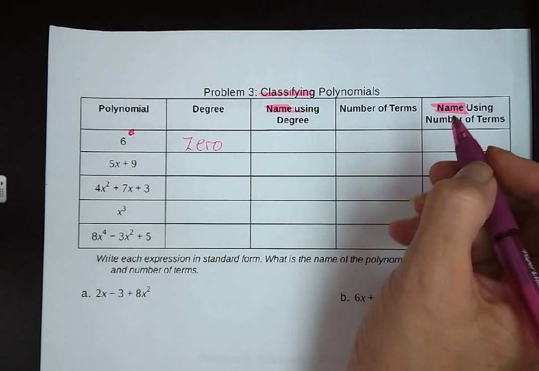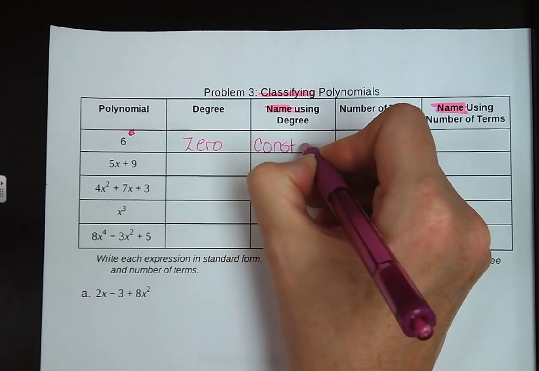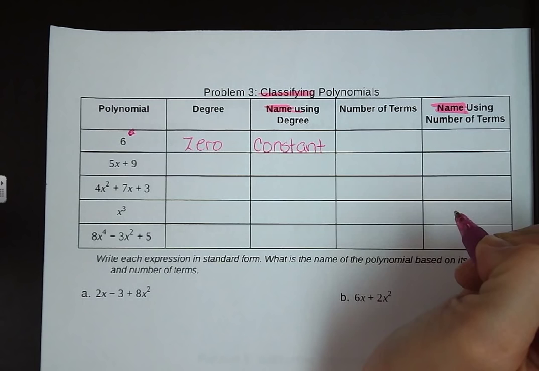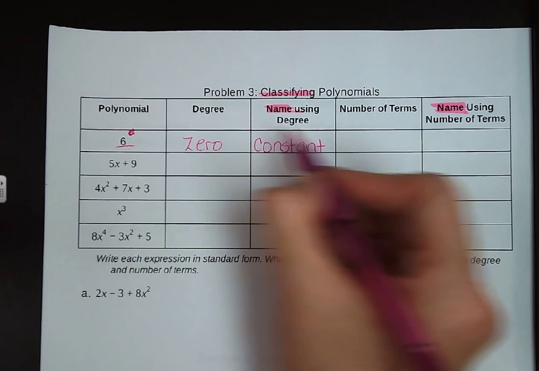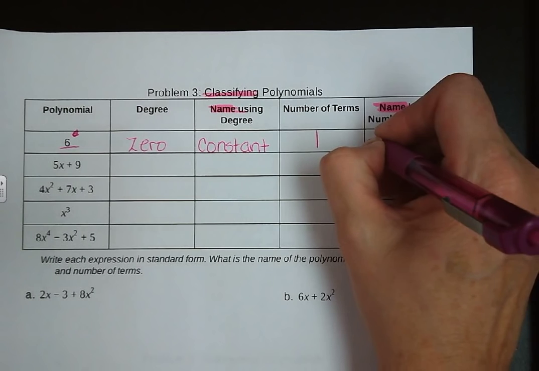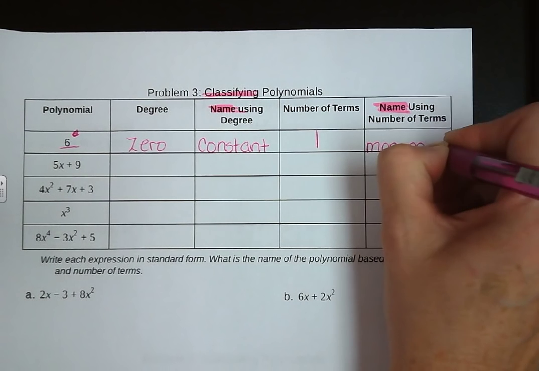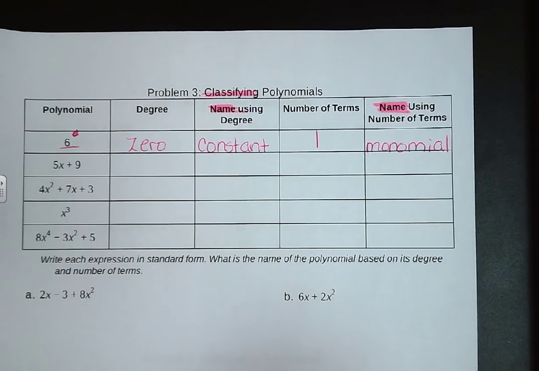And what we call that is a constant. It is just 6. It is constantly there. And there is only one term that's being added there, and so that is a monomial. You must write the word. Yes. Full word, correct spelling, spelling counts.